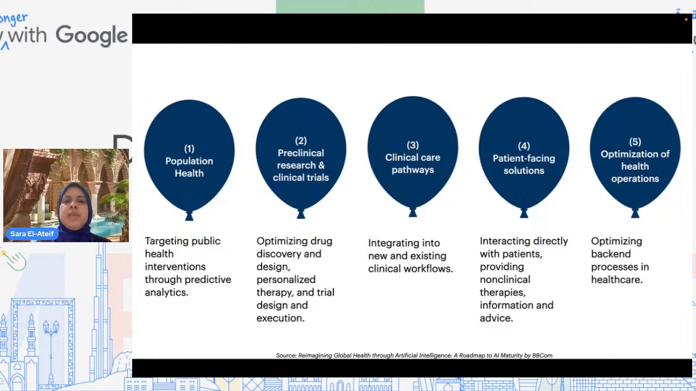Apart from that, we can include it in preclinical research and clinical trials. This is headed towards drug discovery and design, personalized therapy, and trial design and execution. So what do we mean by this? I'm not sure if you heard about this or not, but there are some people for whom some treatments do not actually help at all.